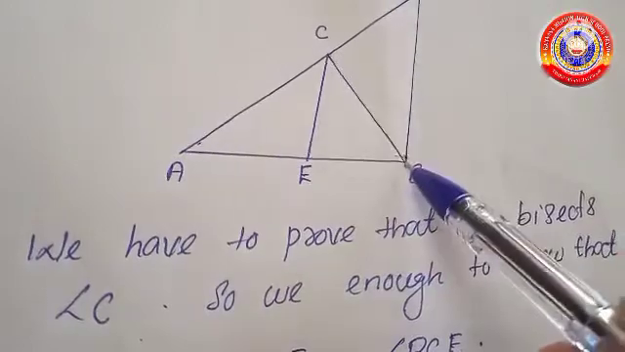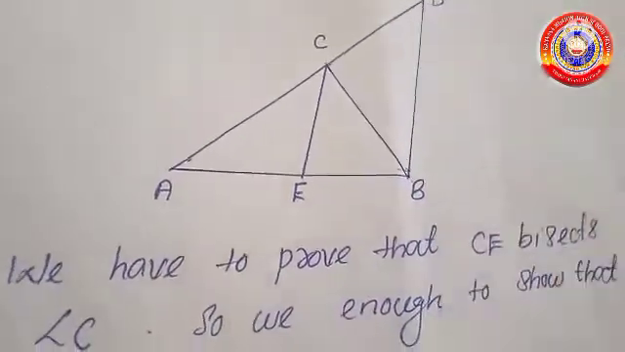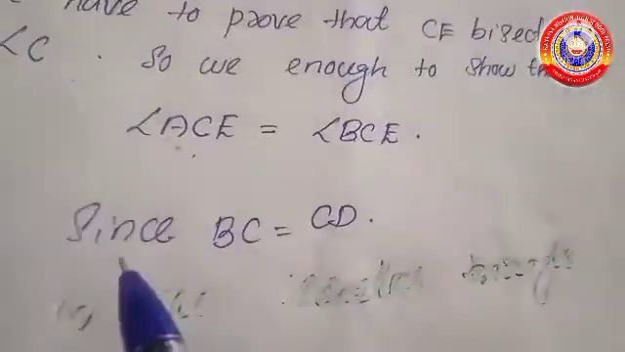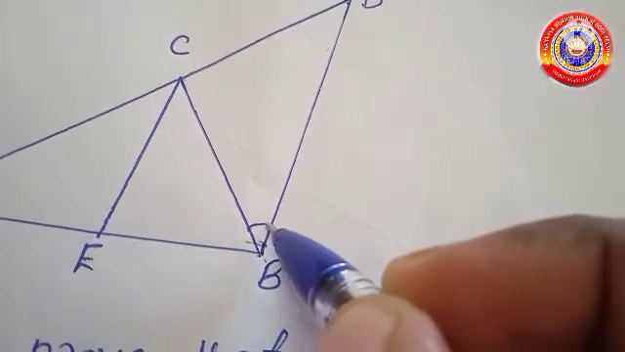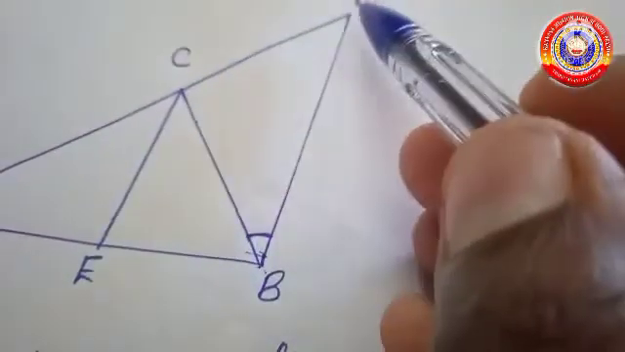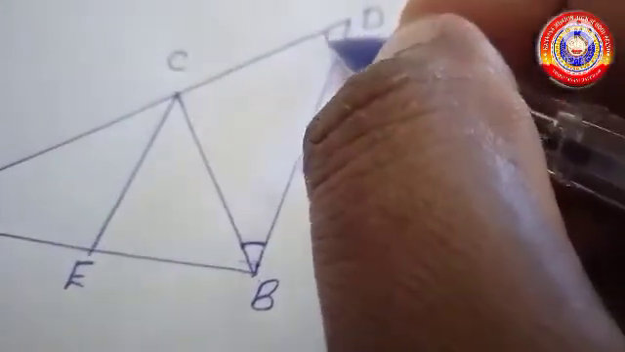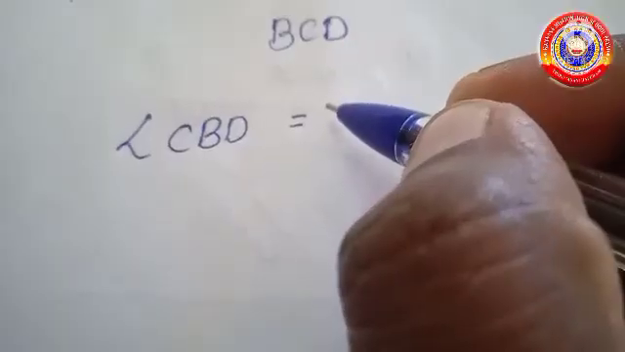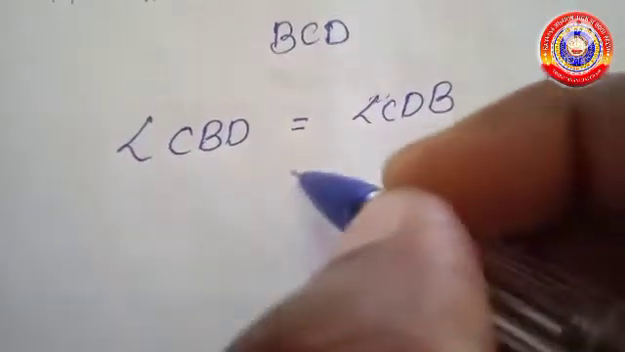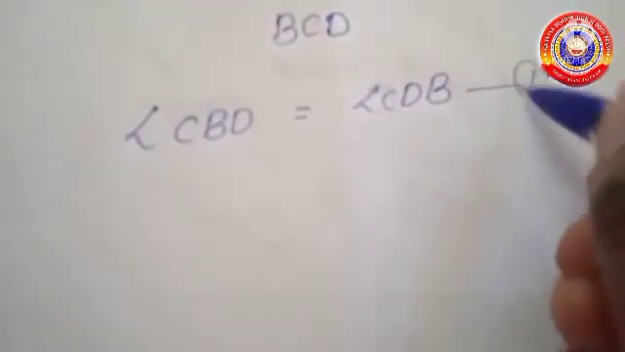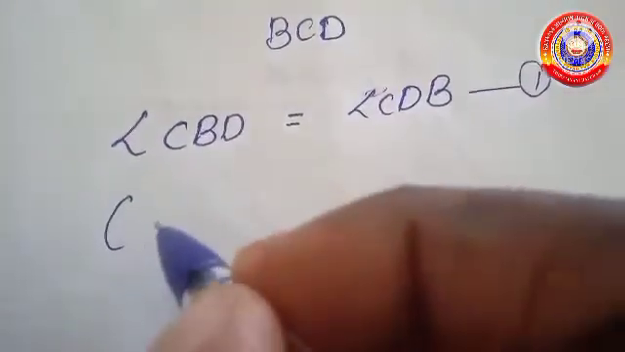Since BC equals CD, in isosceles triangle BCD, angle CBD equals angle CDB. Angles opposite to equal sides are equal. Angle CBD equals angle CDB, equation number 1.